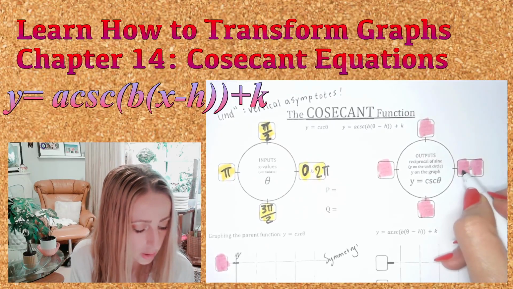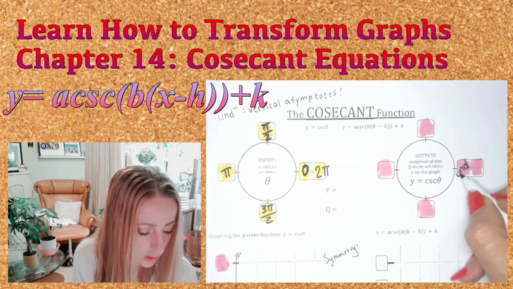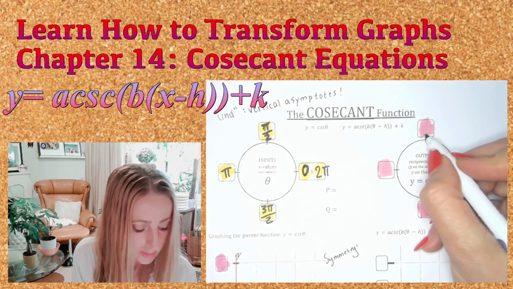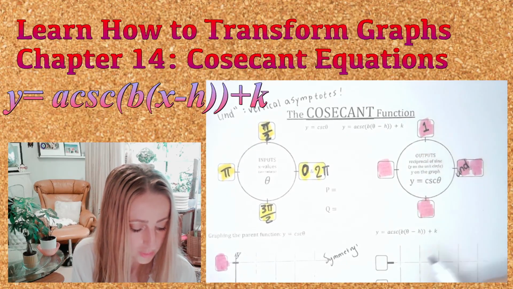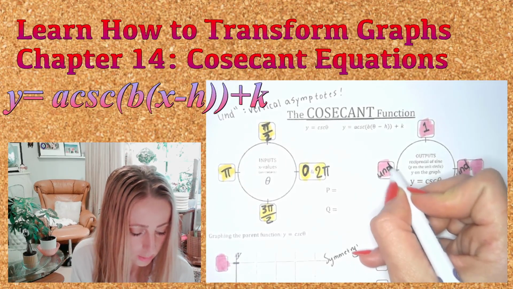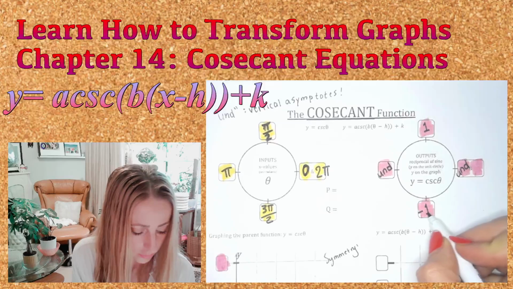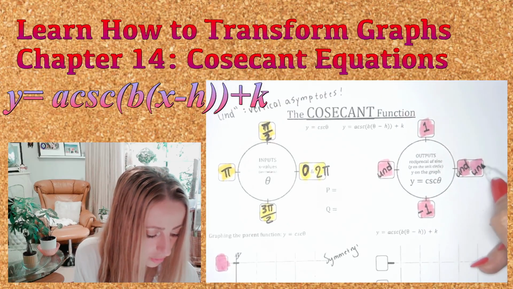Output, keep the black. Output, now, use your brain. Sine equals 0 here, so cosecant equals undefined. The reciprocal of 0 is undefined. Sine equals 1 here, the reciprocal of 1 is 1. Sine equals 0, so cosecant is, again, undefined. Sine equals -1, reciprocal of -1 is -1, and again, finish it up at undefined.